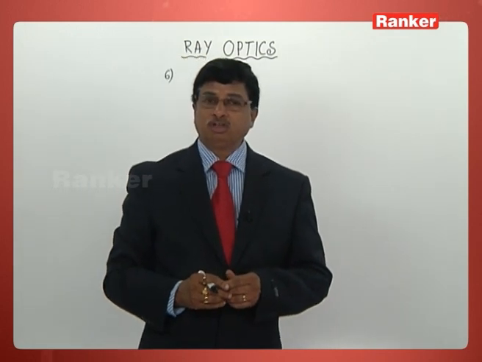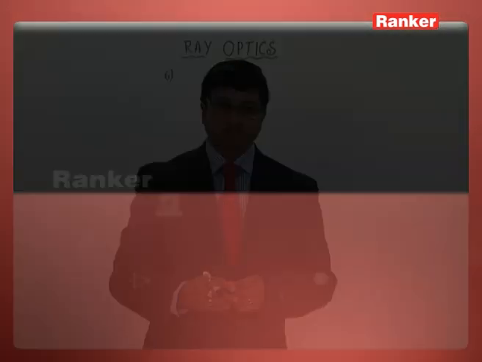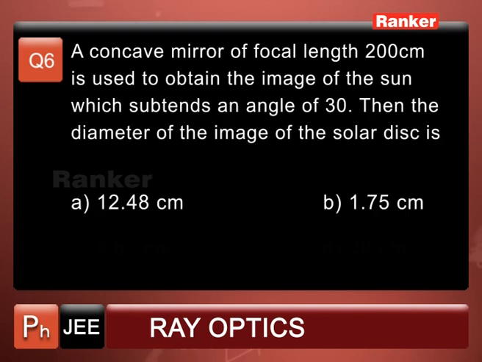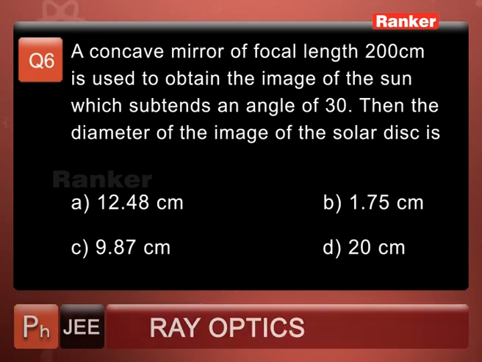Switch over to the next number, that is problem number 6. A concave mirror of focal length 200 centimeter is used to obtain the image of the sun, which subtends an angle of 30 minutes. Then the diameter of the image of the solar disk is how much?